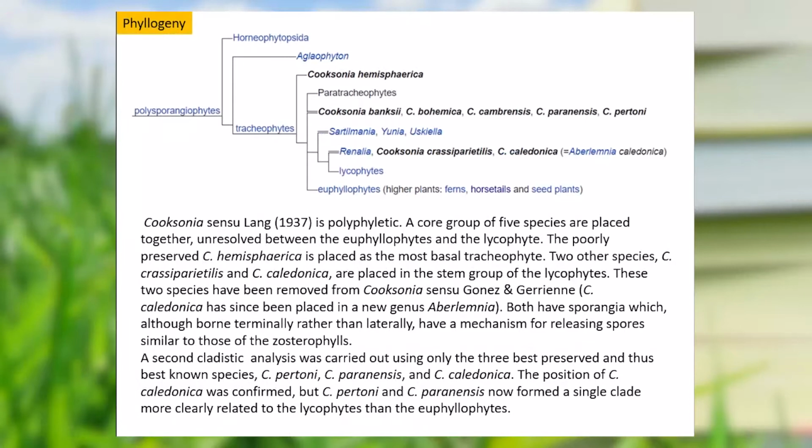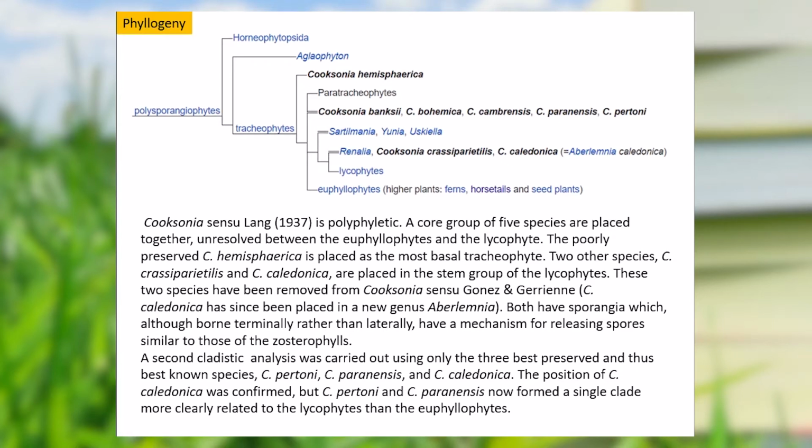Here is the phylogeny of this particular Coccinea genus. Actually, this is a very new concept where you can see these 5 different species of Coccinea placed together, and this genus is said to be polyphyletic. Some are unresolved and have been placed between the Euphyllophytes and Lycophytes. The poorly preserved Coccinea hemisphaerisca is placed as the most basal tracheophyte.